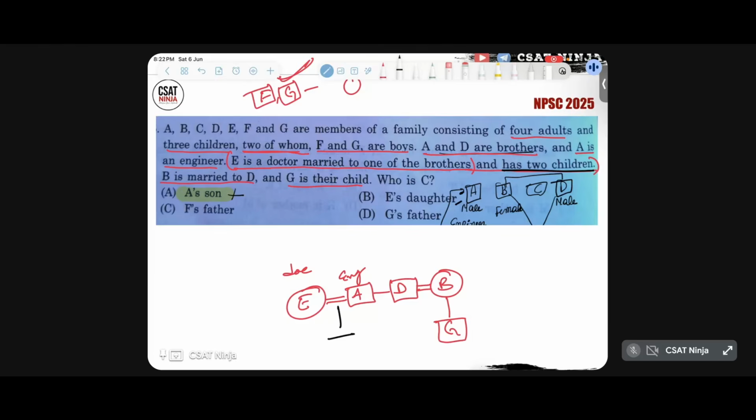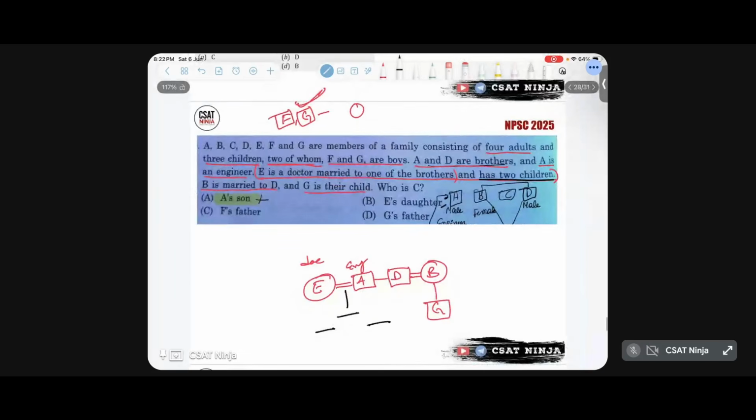Look here carefully. There are 2 spaces left and F is left. So I'm going to put F here, which will be male there. And who is left? A, B, C is left. C will be female there. Why? There are 3 children. 1, 2, 3 children there. F and G are male. That means C will be a female member there. I will clear with that.